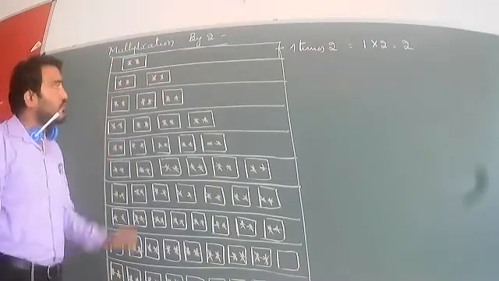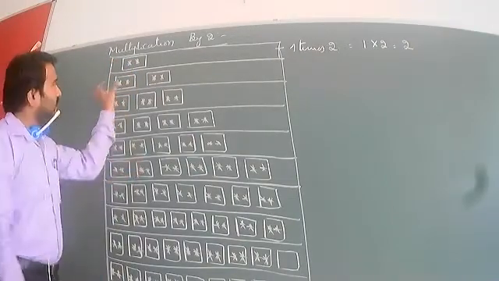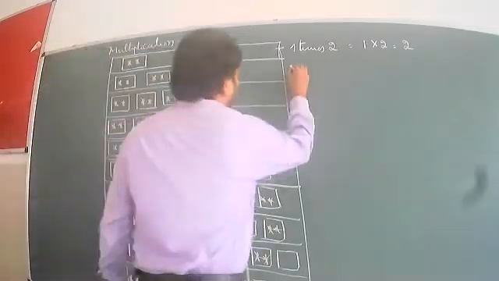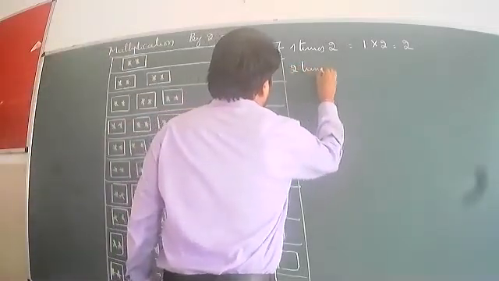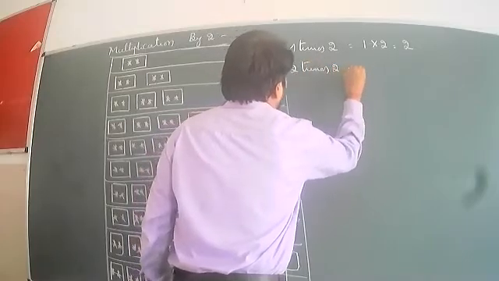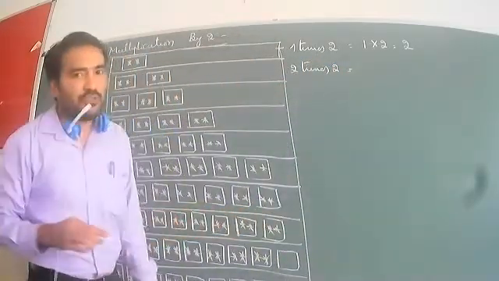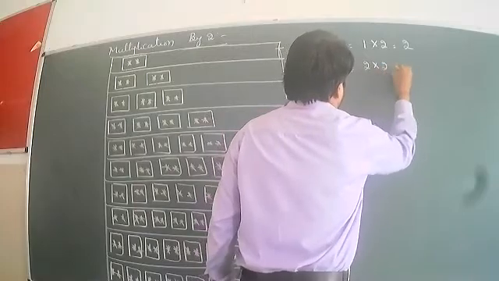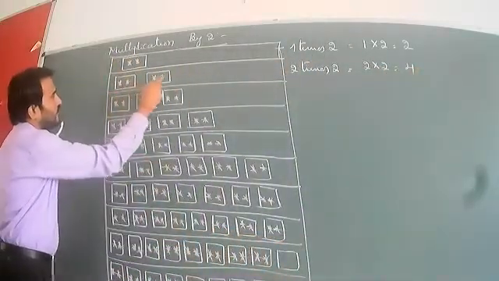2 stars, how many times repeated? Here 2, here 2. 2 times 2. Using the multiplication rule, 2 into 2. 2 into 2 is 4. How many objects? 1, 2, 3, 4.